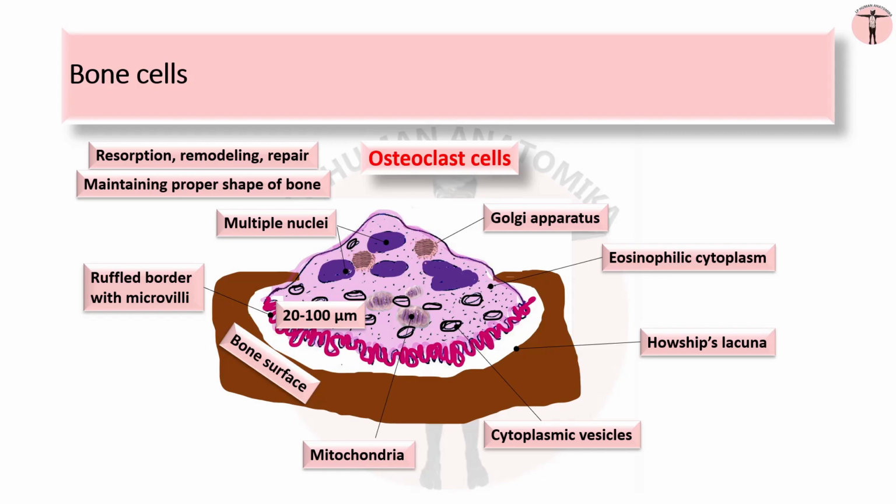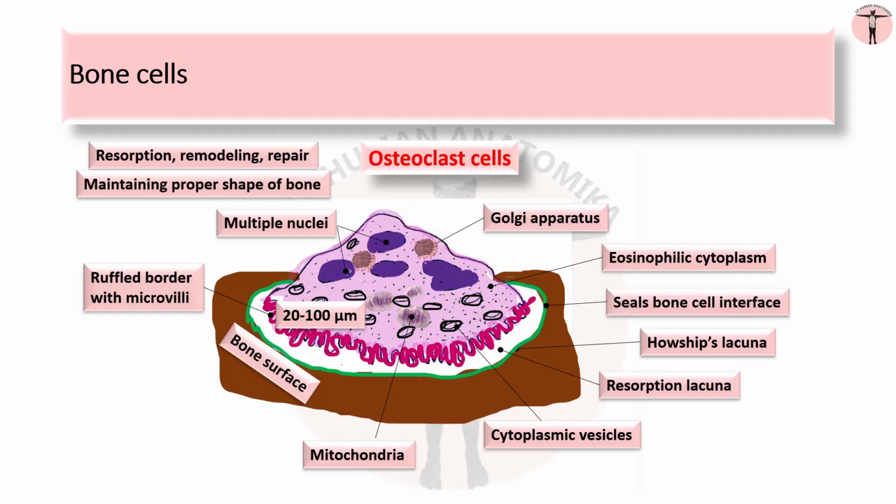Electron micrograph shows that each osteoclast in Howship's lacuna possesses, from within outwards, a ruffled border with microvilli projecting into the lacunae, and a clear zone called resorption lacuna which surrounds the ruffled border and seals off the bone cell interface at the periphery by the attachments of actin filaments.